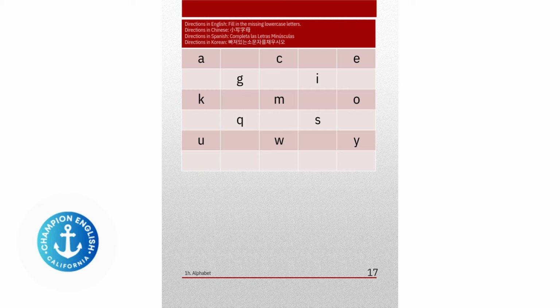If I say K, you should say L. If I say M, you should say N. If I say O, you should say P. If I say Q, you should say R. If I say S, you should say T. If I say U, you should say V. If I say W, you should say X. And if I say Y, you should say Z. Here we go, students. Let's try this together.